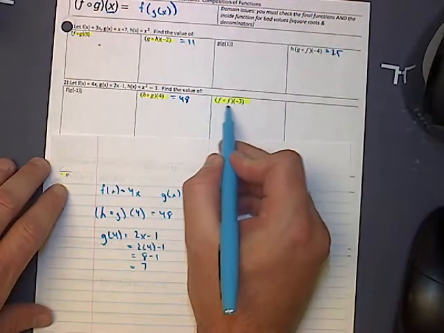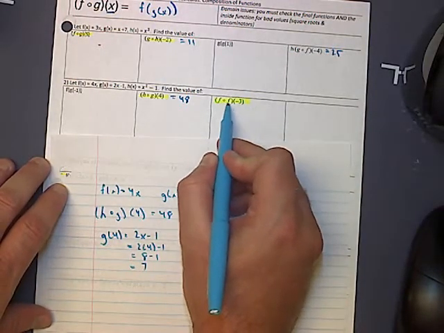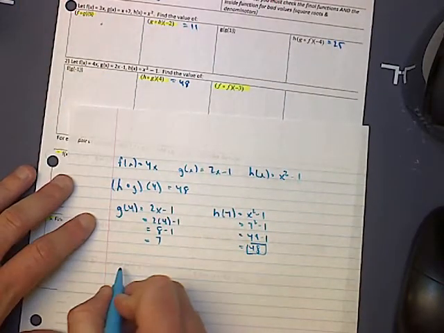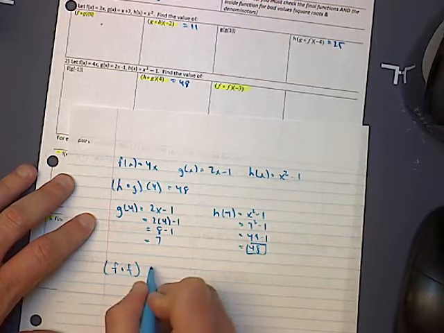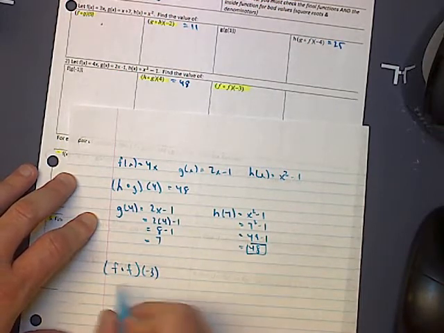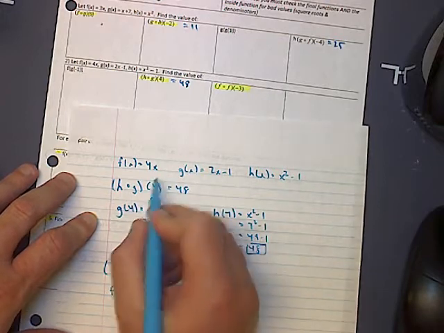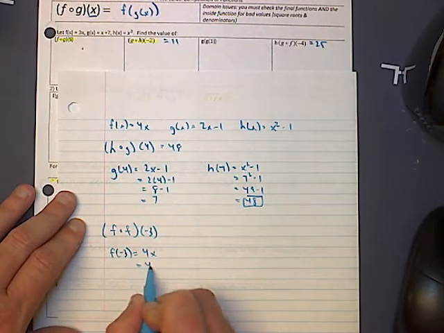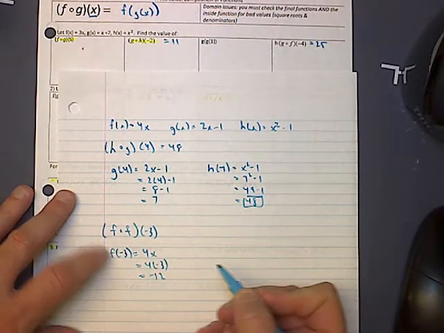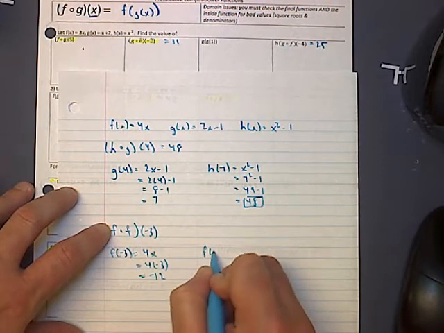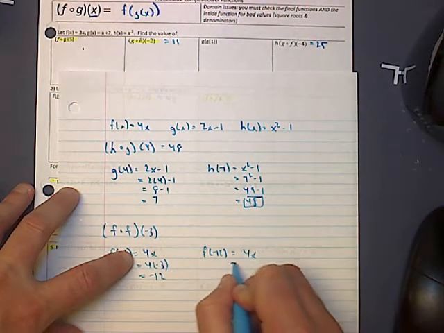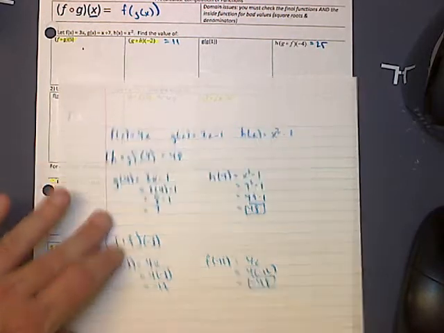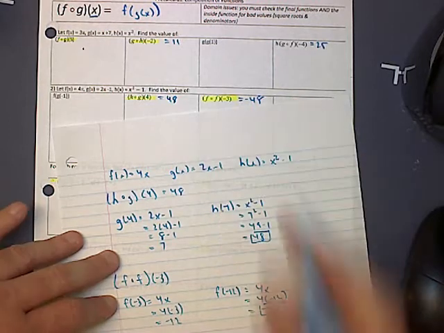Now this one is f of f of negative 3. You would take the negative 3, plug it into f, get the answer, and plug it back into f again. So, f of negative 3. Negative 3 is closest to f, so I'm going to do f of negative 3. The f function is 4x. Get that to be negative 12. Now do f of negative 12. F function is 4x again. 4 times negative 12 would give me a negative 48 value. So that entire thing would be negative 48.